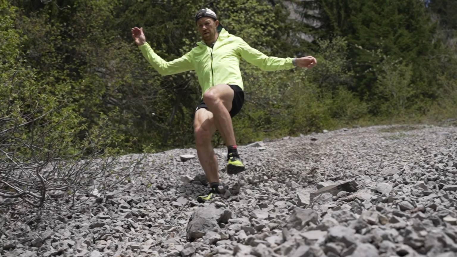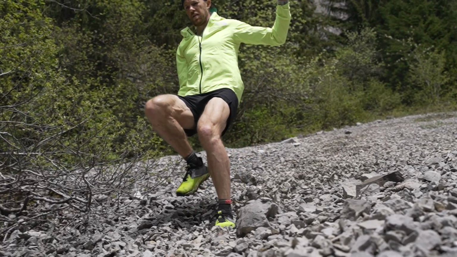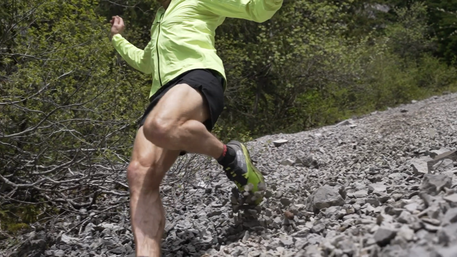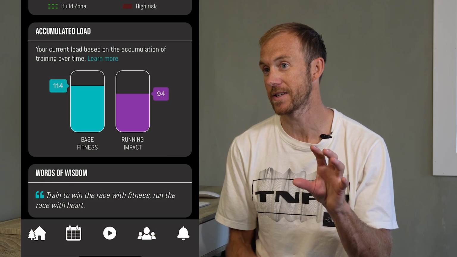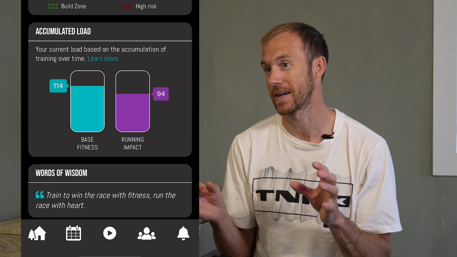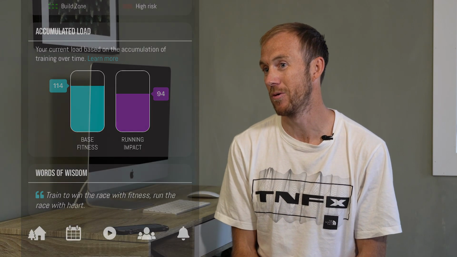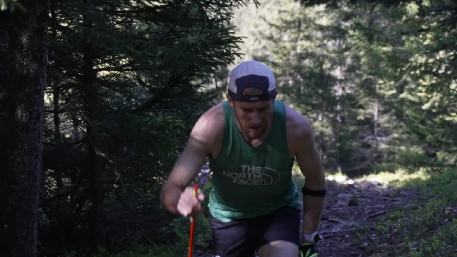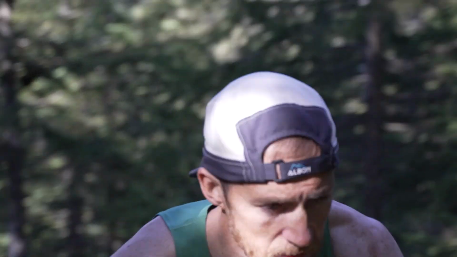Base fitness and running impact, within the app we have a lot of different ways you can analyze using these numbers, and one of them is the accumulated load. And you're going to have an accumulated load for base fitness and accumulated load for running impact. And generally, especially for an ultra, the higher these numbers are, the better trained you're going to be to manage the distance you're running. So the higher base fitness number means you're going to be able to manage just moving and breathing and your heart working for that length of time.